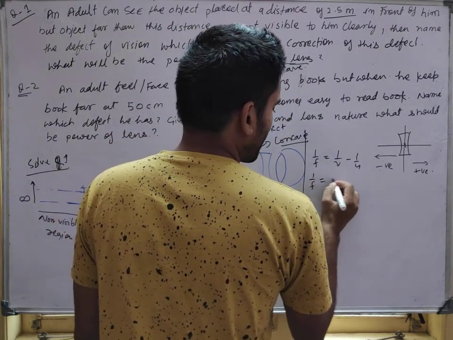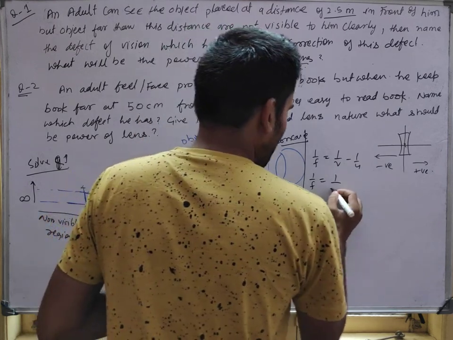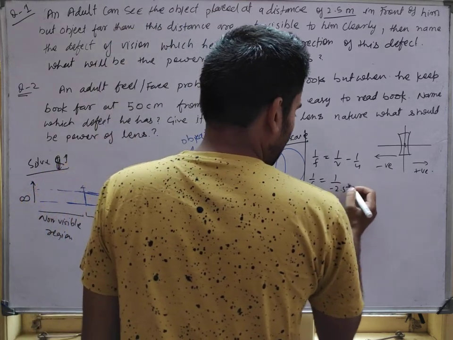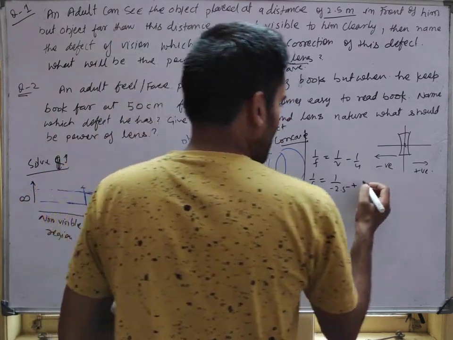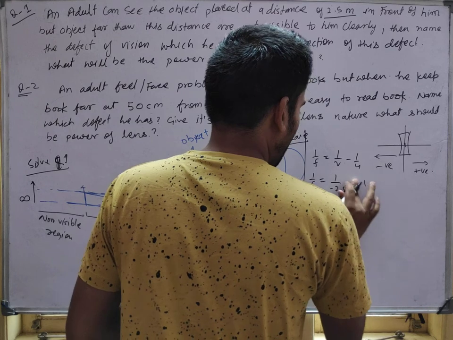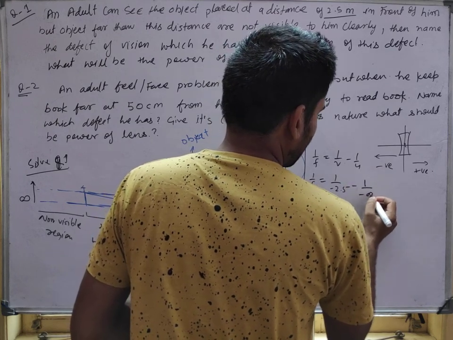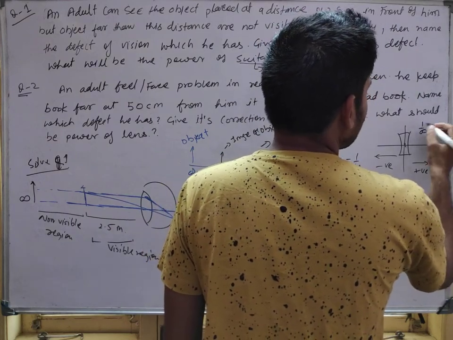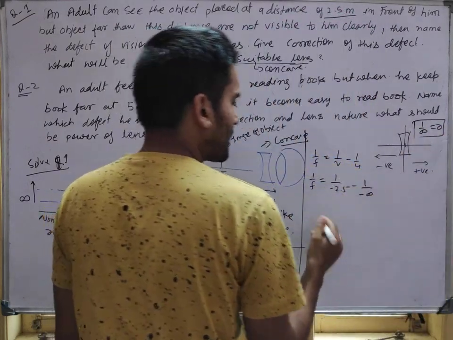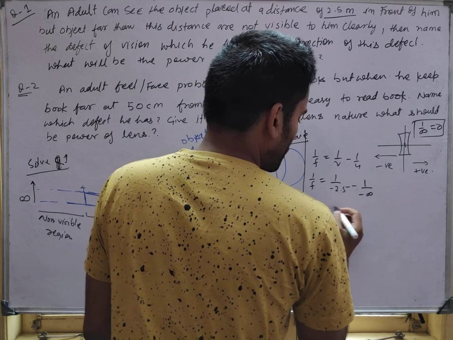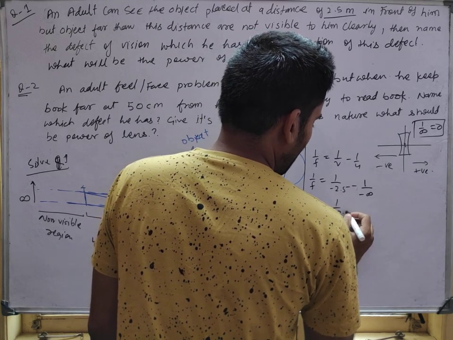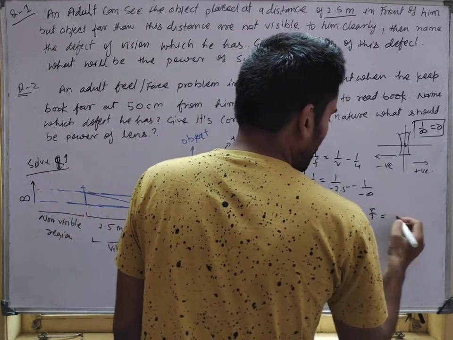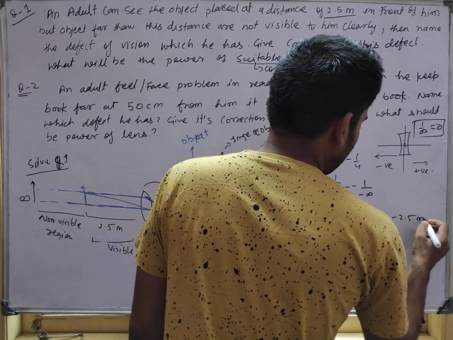So 1 upon f is equal to 1 upon v, which is how much, guys? Minus 2.5. It is minus 2.5, and plus 1 upon, minus 1 upon minus infinity. And we know that 1 upon infinity is equal to 0. We know that already, so it will become 0. So 1 upon f is equal to 1 upon minus 2.5. So it implies that the focal length f is equal to minus 2.5 meters, right?